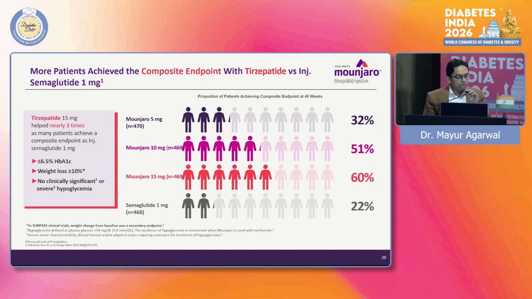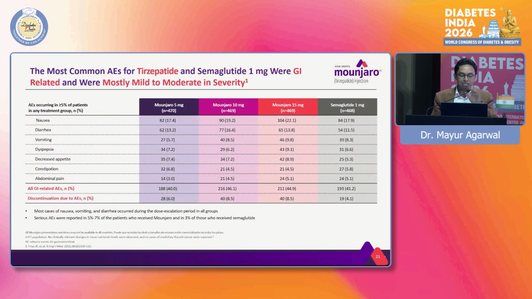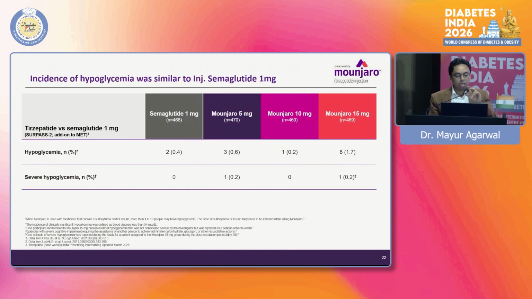And then the composite endpoint, which was HbA1c less than 6.5, weight loss of more than 10% with no hypoglycemia, even 5 mg of tirzepatide performed better than semaglutide, you can see here. And then side effects are almost the same. Everybody of us knows those things: nausea, diarrhea, vomiting, dyspepsia, belching. And hypoglycemia, as I already told you, whether you see GLP or GLP plus GIP, is almost non-existent. If you're using it as a monotherapy, non-existent, I would say.